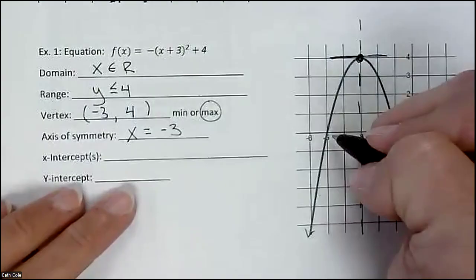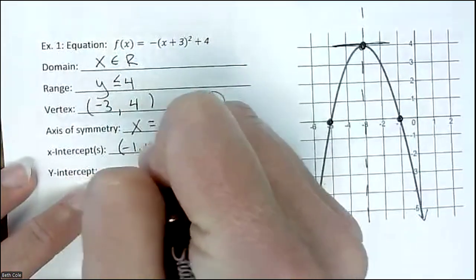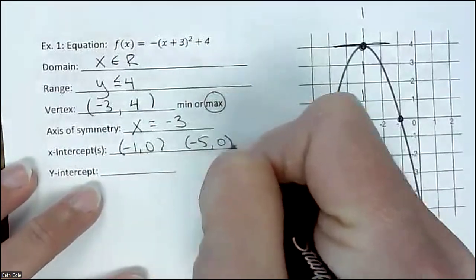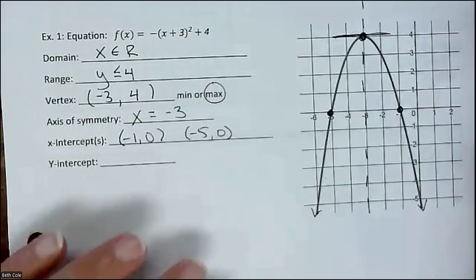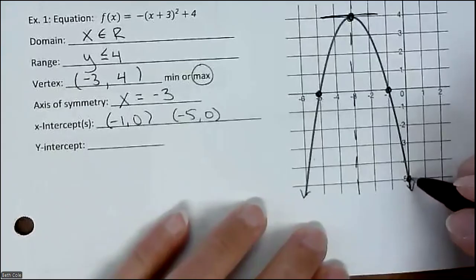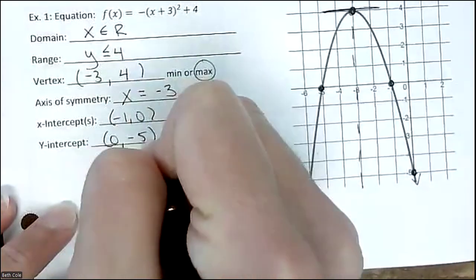All right, x-intercepts. We've got 2 of them. One right here. Good. -1, comma, 0. -5, comma, 0. They have to be ordered pairs, so you need like 2 numbers there. And then y-intercept is all the way down here. Yep, 0, -5. Good job.